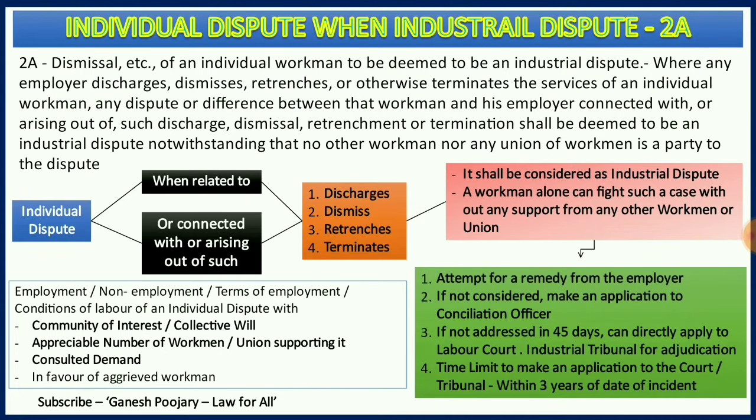Case by case, there were a lot of interpretations and there were still confusions. But then, as I already said, in the year 1965, section 2A came into existence, which gave a lot of clarity on when an individual dispute can be considered as an industrial dispute. That is what is exactly defined under section 2A, and let us try to understand the provision. This section is very easy. It says if an individual dispute is related to or connected with or arising out of any dismissal or discharge or retrenchment or termination, in that case such individual disputes shall be considered as industrial disputes.